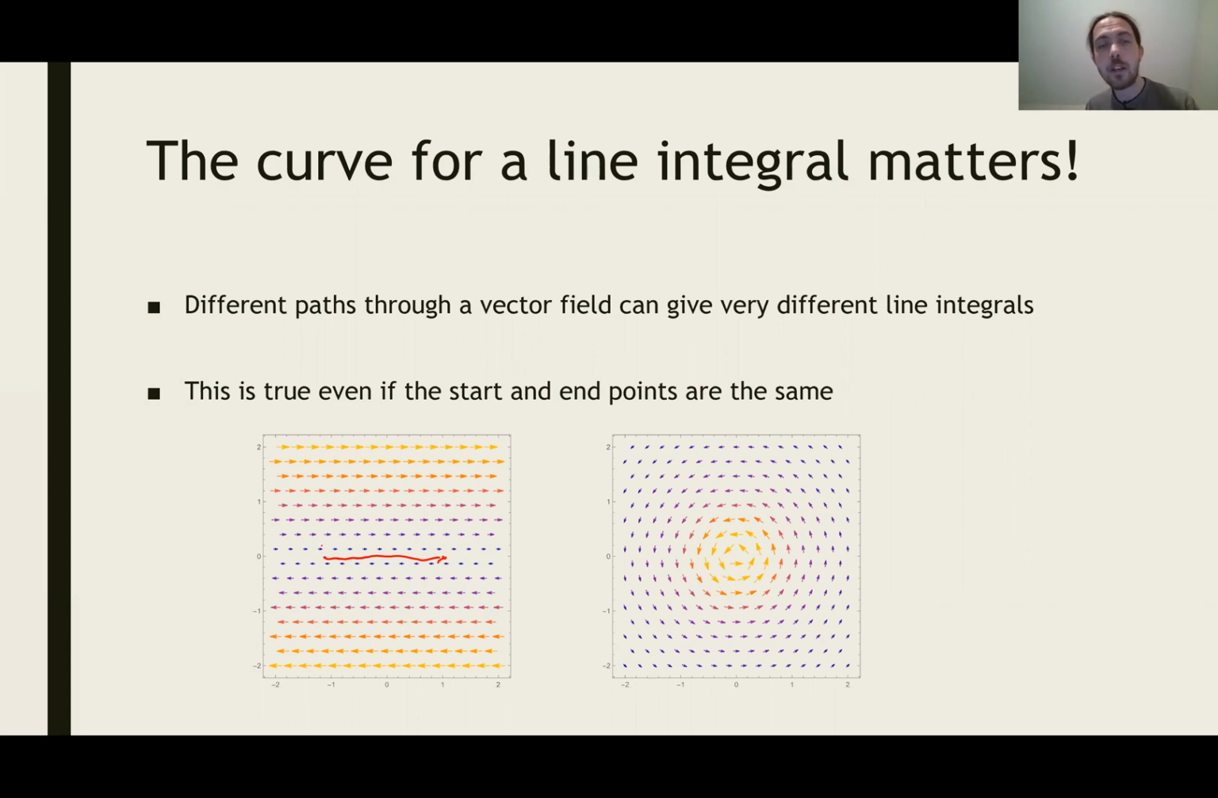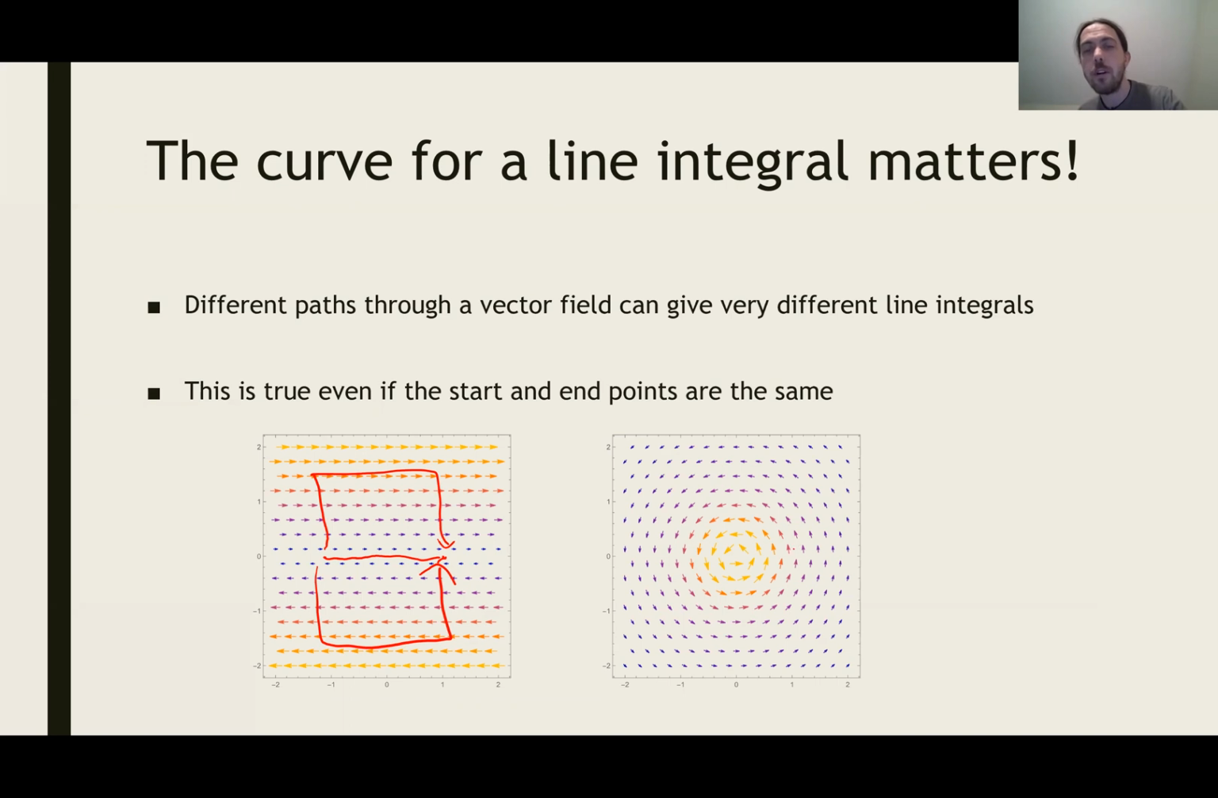Whereas by contrast, I could take a different path from the same start to the same end that zips up, goes over, and goes back down. Then it's moving through a part of the vector field that pushes very, very strongly to the right, and it gains a lot of energy from the vector field. Or I could go around through the bottom, and then I'm fighting against the vector field when I go along the bottom line. So we get very, very different amounts of energy transfer depending on which path we choose.